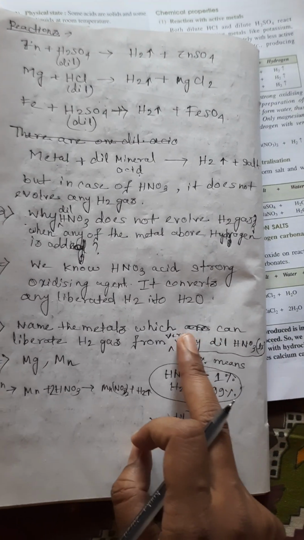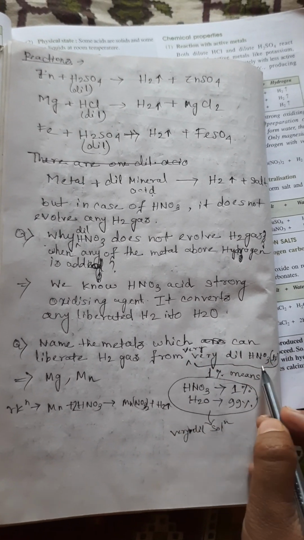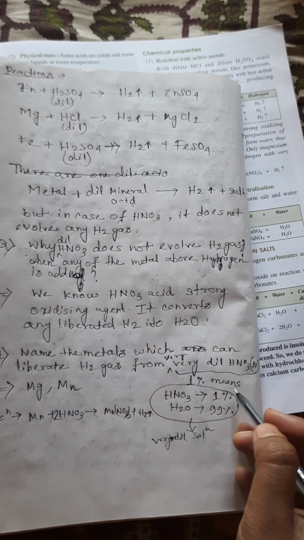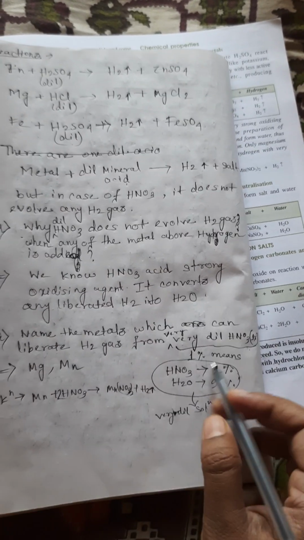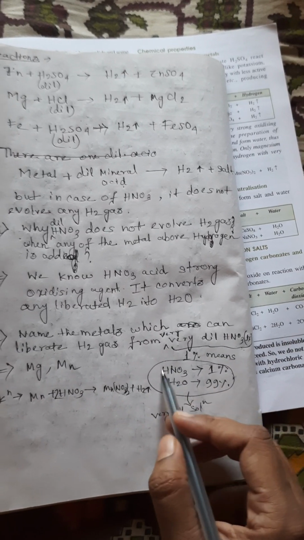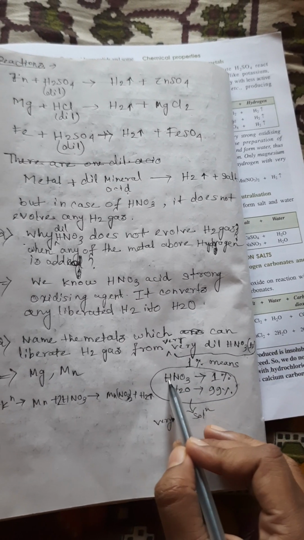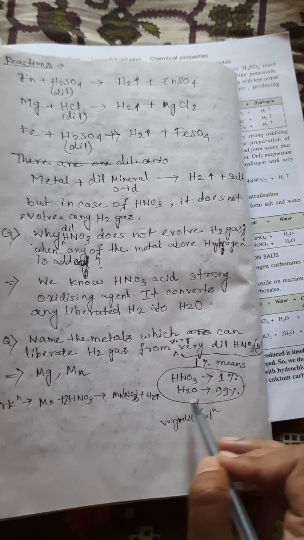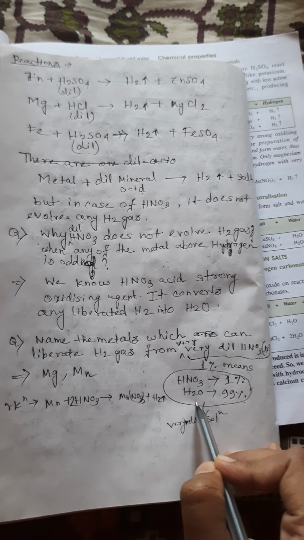See, very dilute nitric acid means what? 1%, or you can use 2% nitric acid. So how will we produce the 2% or 1% nitric acid? In case of 1% nitric acid, 1% nitric acid means what? You take 1% nitric acid and 99% of water.